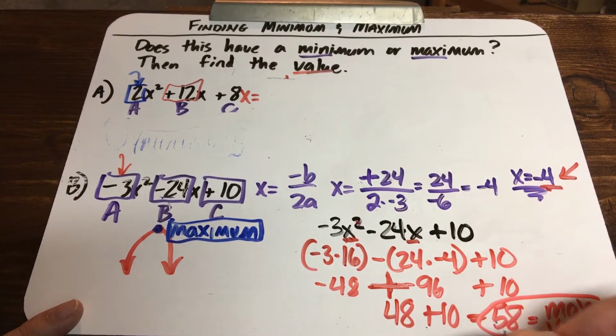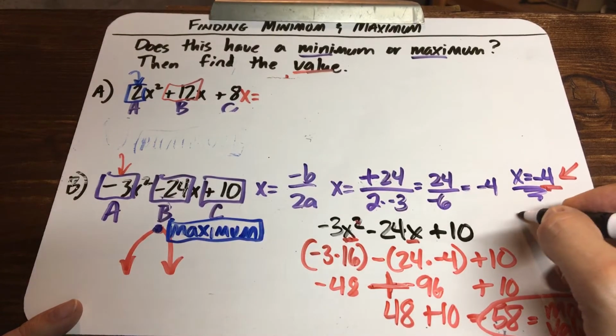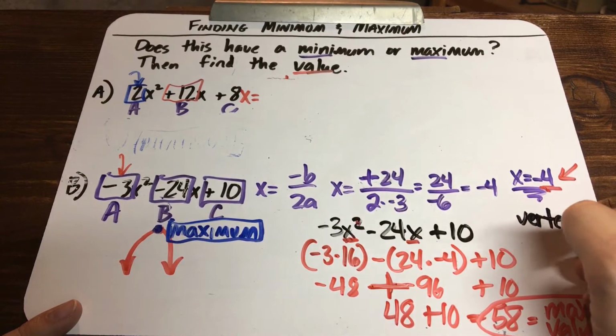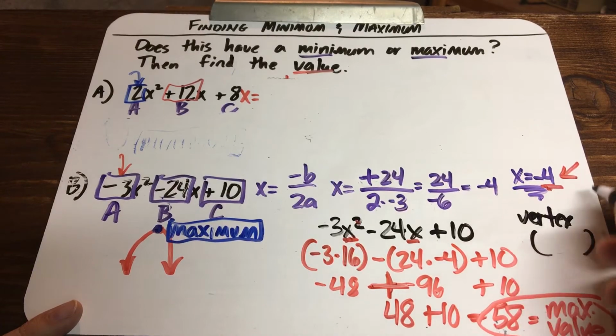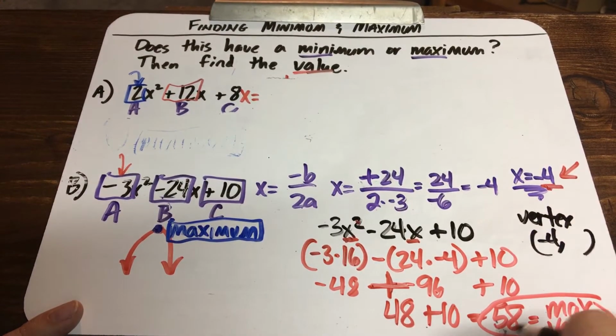Or another way to write it, if I really needed to. I don't know if the question would ask, but if the question ever asked you, hey guys, what is the vertex? The vertex would be our first answer, -4, and then our second answer, 58.